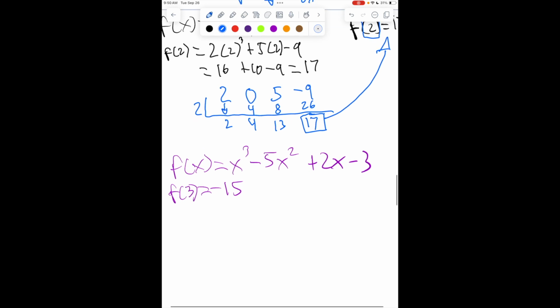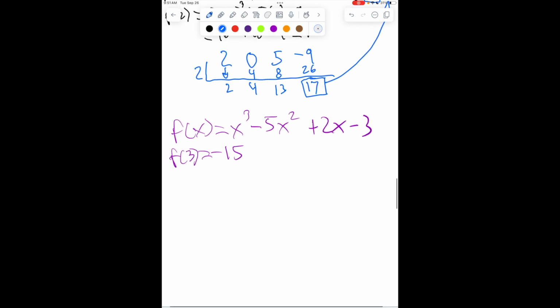I know that if I use my calculator and do it the other way, I get f of 3 equals -15. Again, I want to find out, say I didn't know that. Say I didn't have a calculator. I would say x is equal to 3.